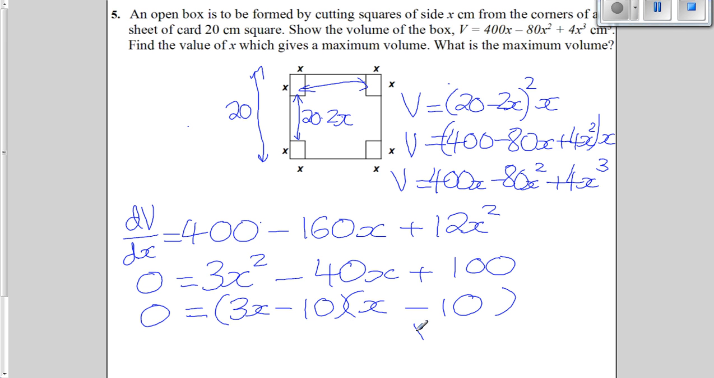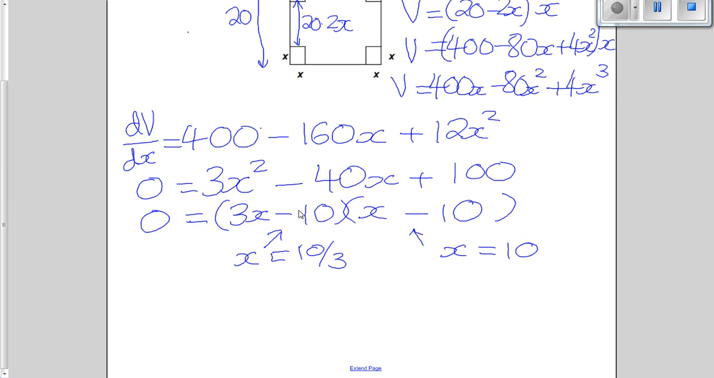So we've got two possible answers. From this one here x is 10, and from this one here, we've got x is 10 over 3. So one of those is going to be our maximum, and one of those is going to be our minimum. We perhaps should find the second derivative to check it, but if you think about cutting 10 centimeters off each end, if you cut 10 centimeters off this side and 10 centimeters off that side, there'd be nothing left at all. So that one there clearly is the minimum, and this one here must be the maximum.